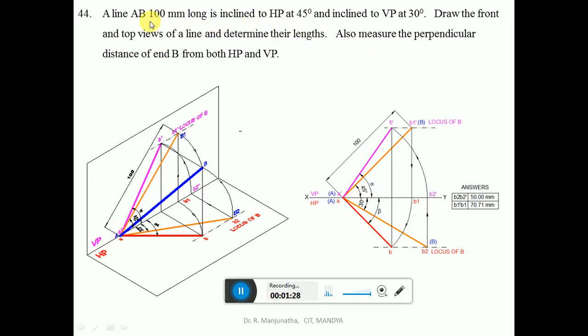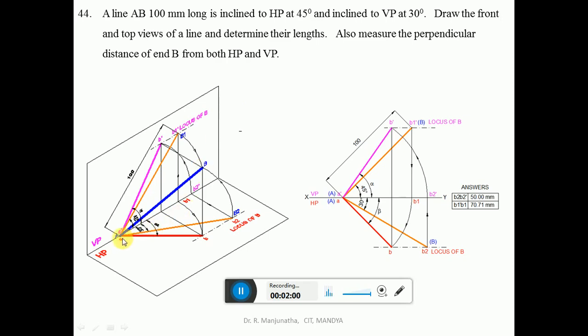So the true length of the line, 100 mm long, is inclined to HP at 45 degrees. Obviously the inclination can be seen in the vertical plane. In the vertical plane, you draw a line inclined at 45 degrees for a length of 100 mm. So you get this point as B1 dash. Since it's the true length, you mark this point as B1 and also capital A. Since we have B1 dash, you draw a dashed outline here so that you get the locus of B, the front view.